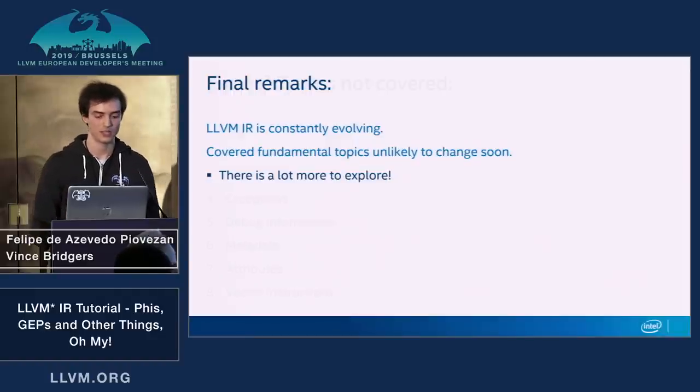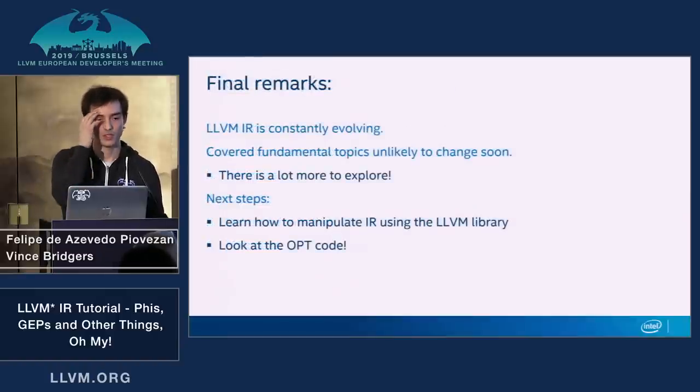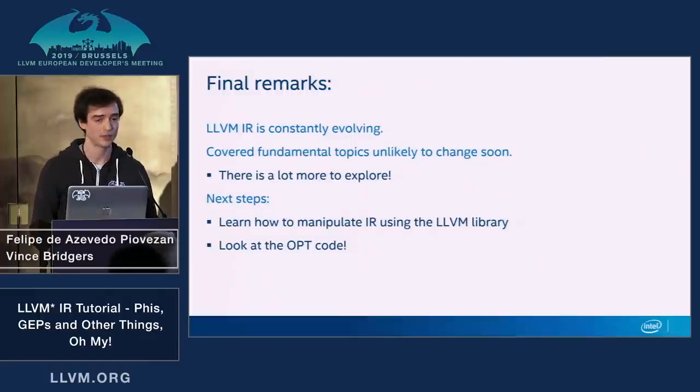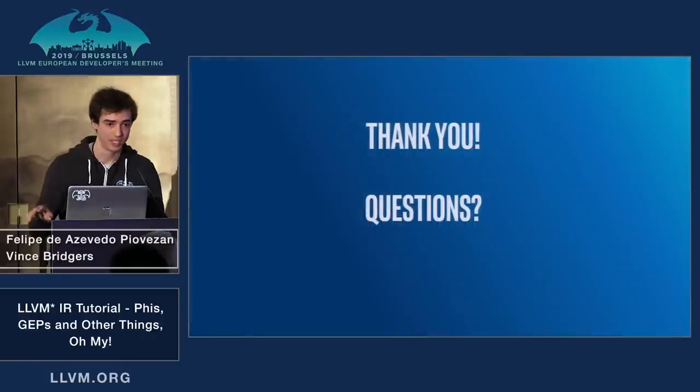So where can you go from here? We didn't really talk about any of those topics. What are constants? How do you model exceptions, debug information, metadata? There are a lot more topics to explore. One of the themes of our pre-conference on Sunday and of some roundtables yesterday was how we can improve our tutorials and documentation to make LLVM more accessible to beginners. We hope to have contributed to this with this presentation, and you should expect a lot more improvements in the near future. In the meantime, you can look at how the optimizer or any other part of the compiler that you like manipulates IR using the LLVM APIs. That's pretty much what we had, so thank you.